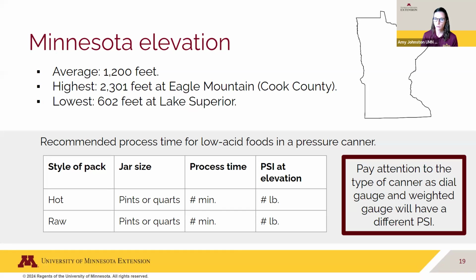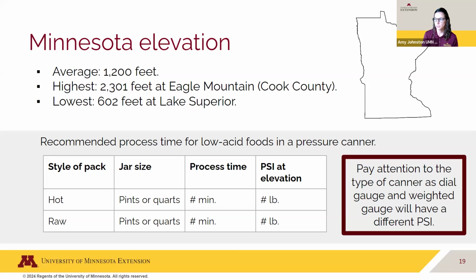So when you're looking at a recipe, that safe recipe is always going to include processing instructions, and those processing instructions are going to include the style of pack, the jar size, and your processing time. While this might look similar to some of the charts we've looked at in previous months, you'll notice there's now a new category added to this chart, and that is PSI at elevation. Again, PSI is pounds per square inch, and that's going to be our pressure, so it's in the measurement of pounds.